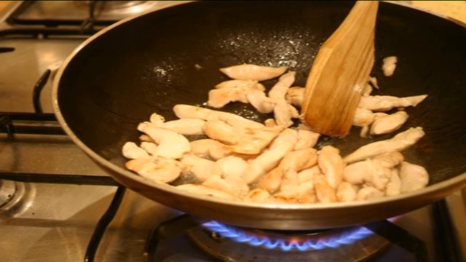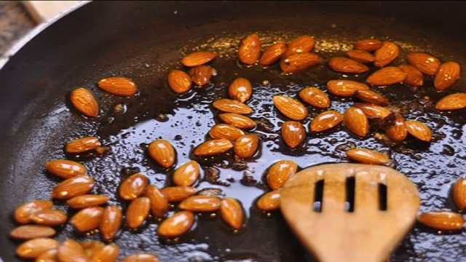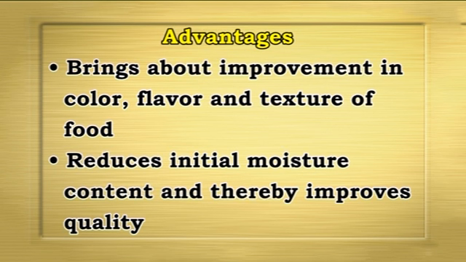Roasting. Here, food is cooked on a heated metal or an open frying pan. Example includes frying of nuts and rotis. Advantages: brings about improvement in color, flavor and texture of food. Reduces initial moisture content, thereby improving quality.